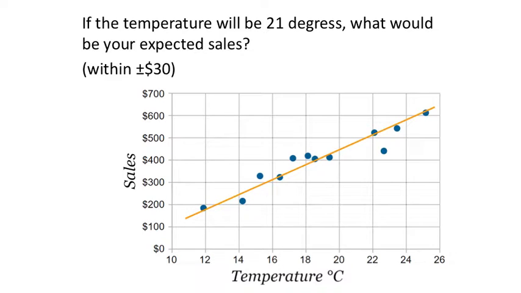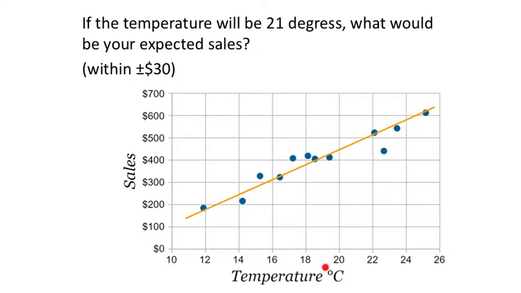If the temperature will be 21 degrees, what would be your expected cells? You get to be within 30 bucks, it looks like, either way. So, 21 degrees, the first thing, it'd be nice to see where 21 fits in on the graph. We see that the x-axis is representing temperature, and then the y-axis is cells. So it's not like they're comparing degrees with degrees. We don't have to be so specific on that, okay?